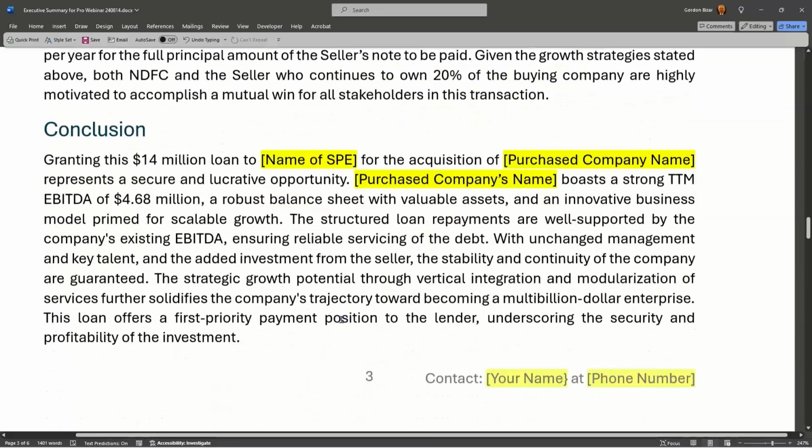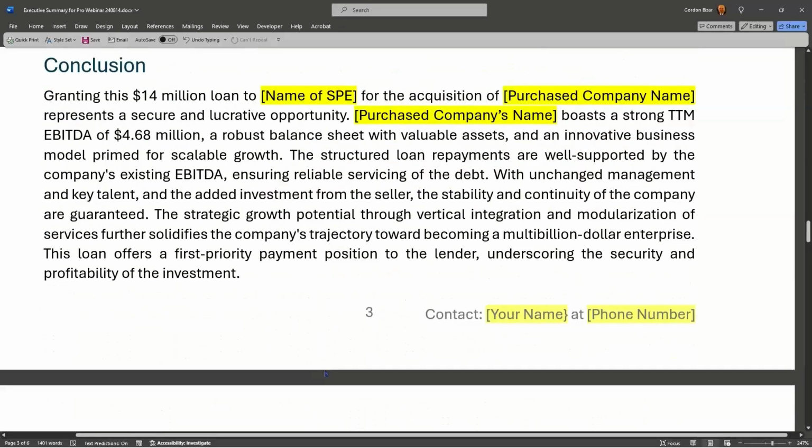All right, and then the conclusion is granting this $14 million loan to the buying company. The name of the SPE is going to be put in there. Remember, all this is being replaced by find and replace. This has all been done already. All right, for the acquisition of the purchase name company represents a secure and lucrative opportunity. The purchase company boasts a strong 12 trailing months EBITDA of 4.68 million. So that's where it starts, and it's going to get a lot bigger, a lot faster from there.